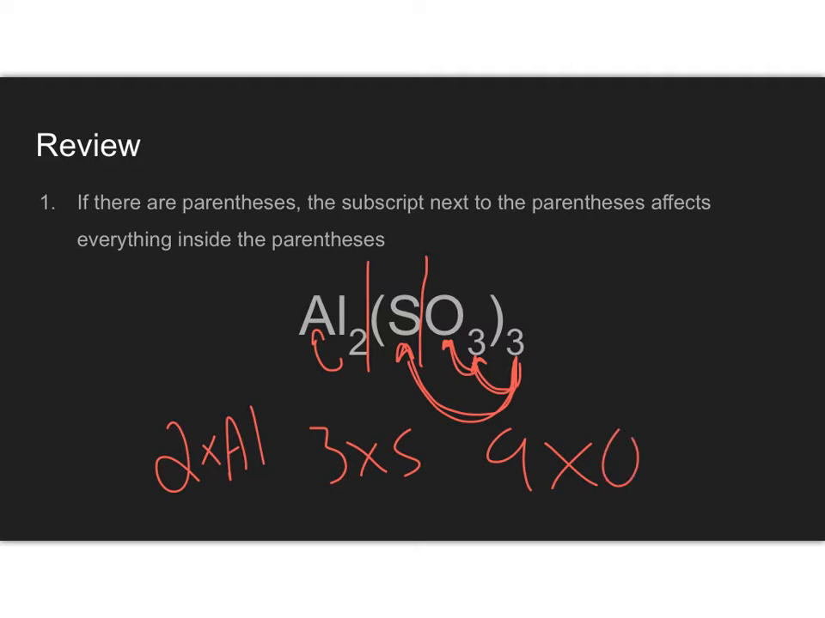So 2 aluminum because of the 2 subscript here. 3 sulfurs because the 3 outside the parentheses multiplies times the sulfur. And then 3 times 3 oxygen means 9 oxygen.